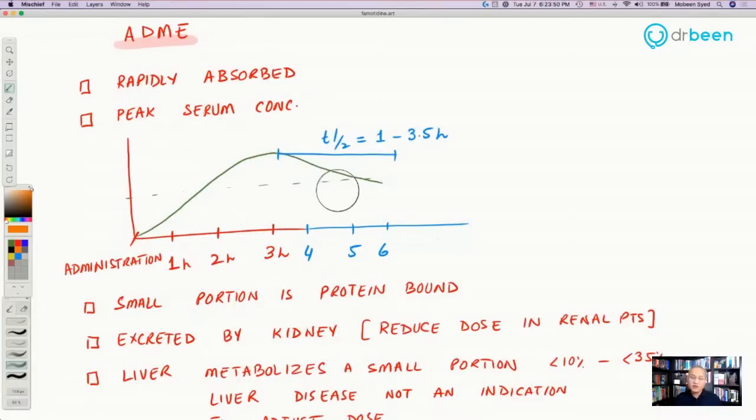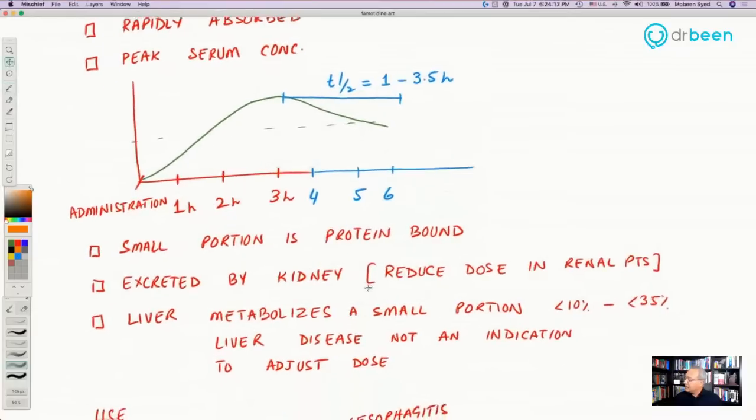Their half-life means that inside our body, their level would drop to half of the original. Their half-life is 1 to 3.5 hours. So within this window of time, their level will become half. Then in another 1 to 3.5 hours, their level will become half again, and this would continue.